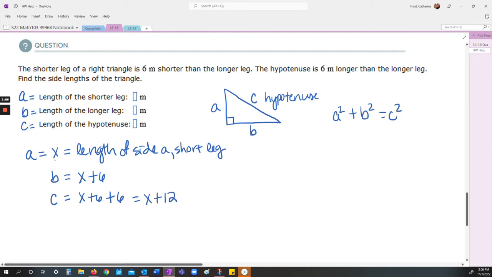So let's put X, X plus 6, and X plus 12 into the Pythagorean theorem for the A, B, and C. Okay, so A, we're calling that X. I don't know if that's a good idea. Maybe I should have just left it as A. So X squared, right? And then plus B squared, X plus 6 squared, and then equals X plus 12 squared for our C.